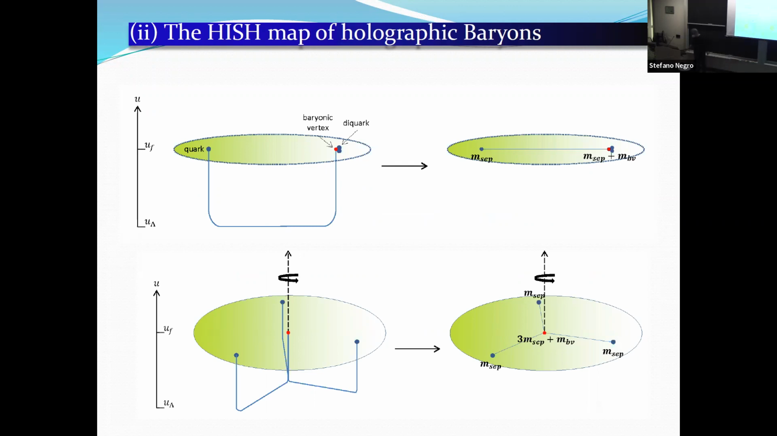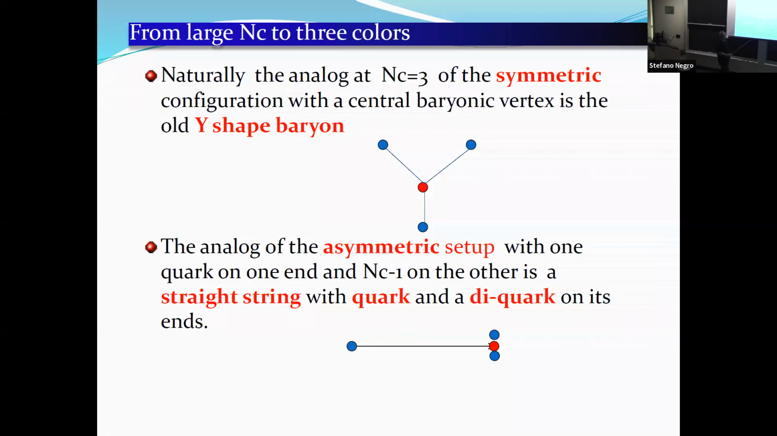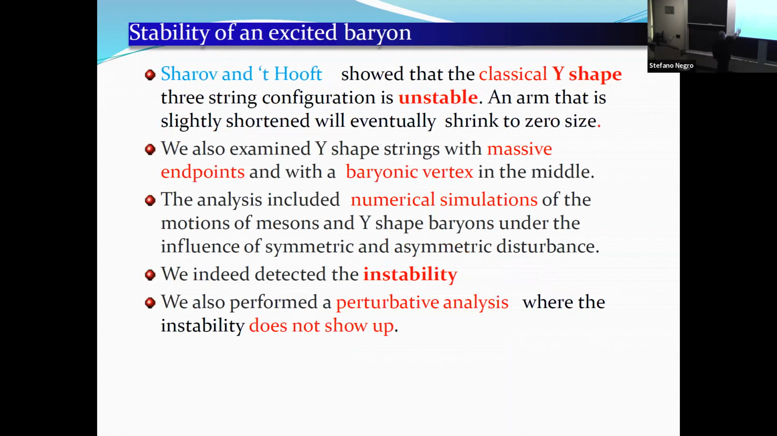And I want to argue first theoretically that the Y shape is unstable, and that was analyzed originally by Sharov and later by 't Hooft. They showed that if you take the Y shape and you shorten one of the arms slightly, then it will collapse and eventually you'll get a single string. With a student, we checked it by doing numerical simulation, in a more general setup with massive endpoints, and found that it's not perturbatively unstable, but it is unstable.